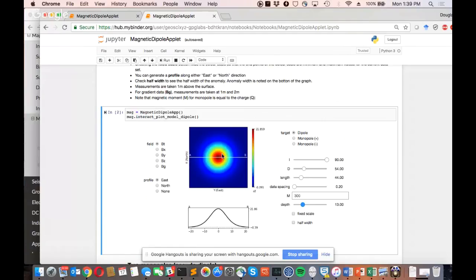If you're to look at what these fields are, so this is the total field anomaly. So it's the projection of the anomalous field onto the direction of the Earth's field. So let's just walk through that.